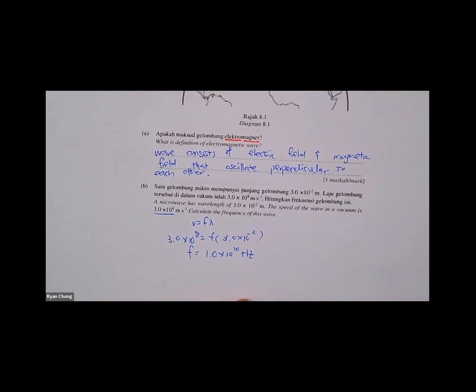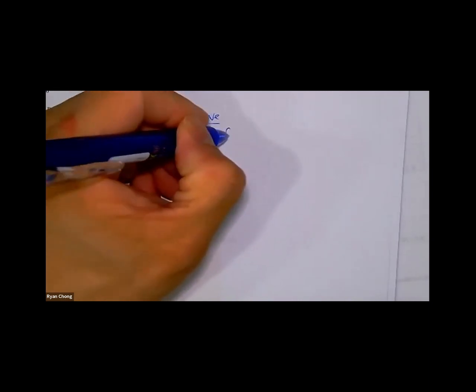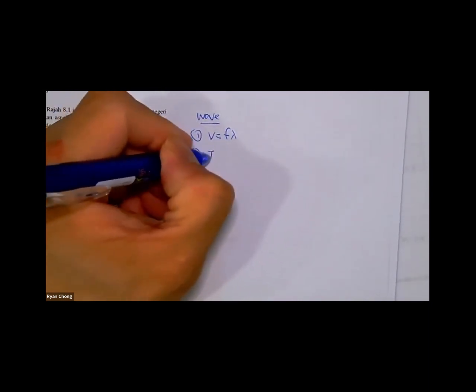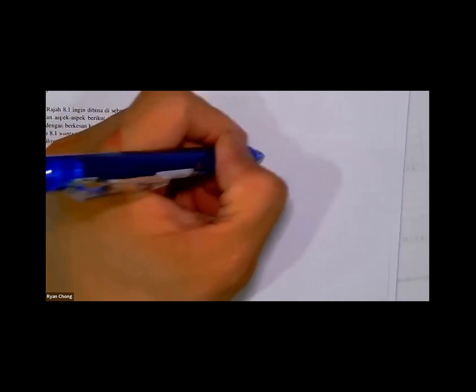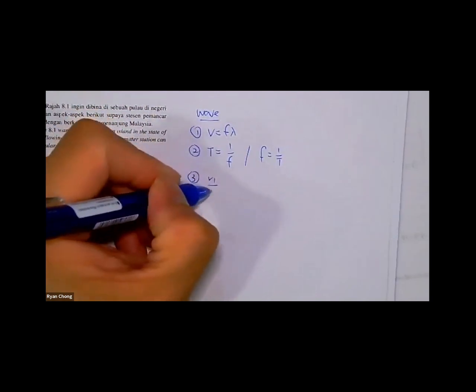Then simple. This one is not that difficult. In your chapter Waves, the formula that we have is very limited, so I can write for you. The first one is v equals f lambda. Number 2, period is equal to 1 over frequency, or frequency is 1 over period, either one. And then next one we will have is for the refraction.